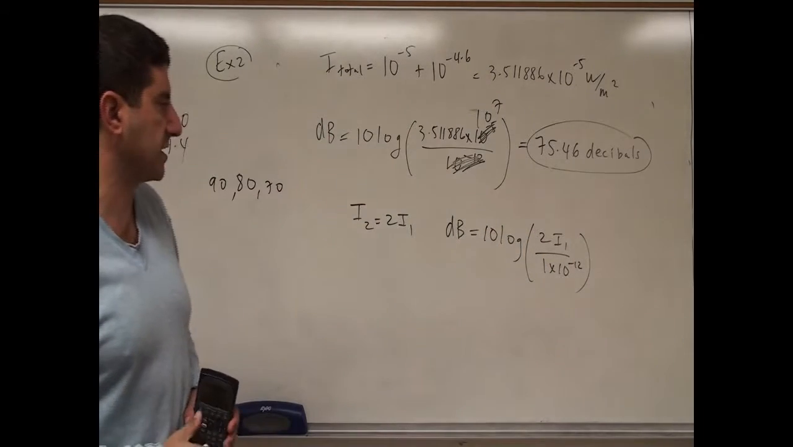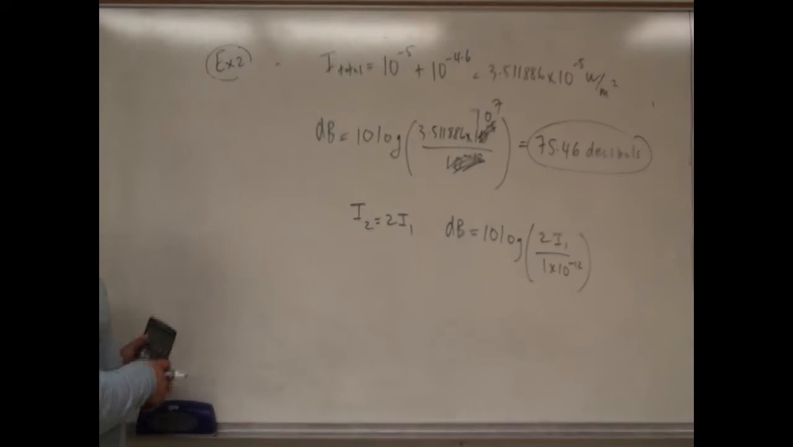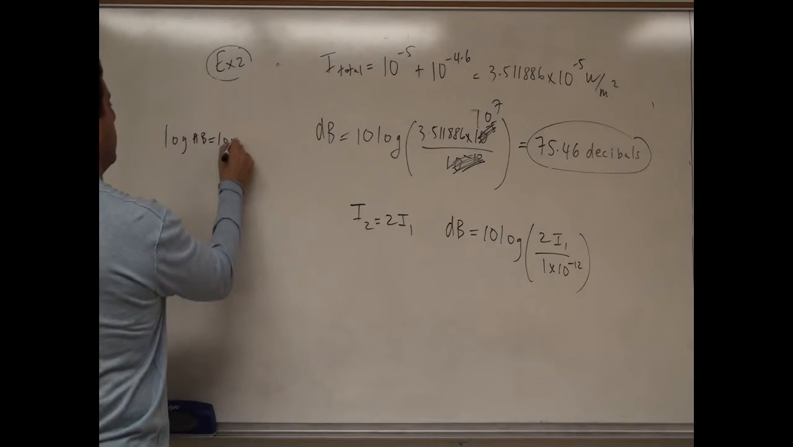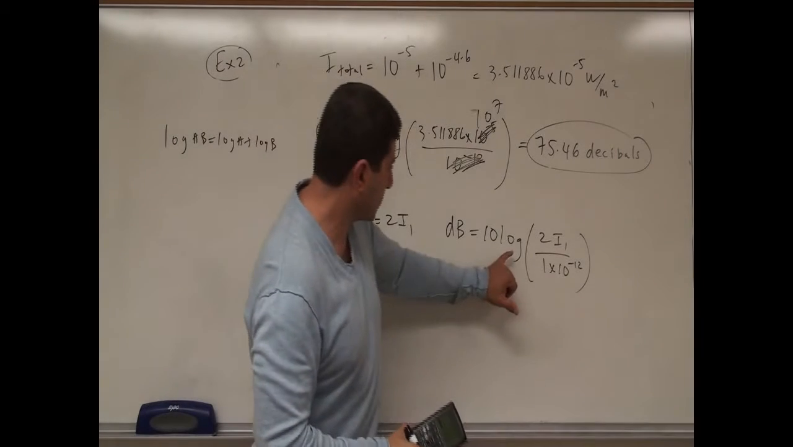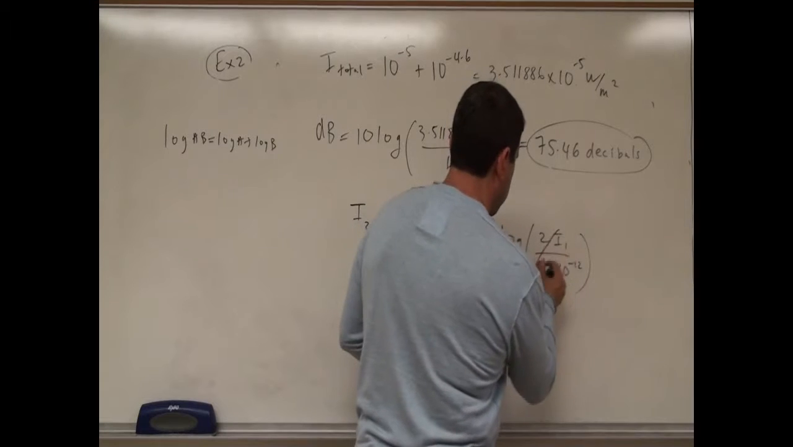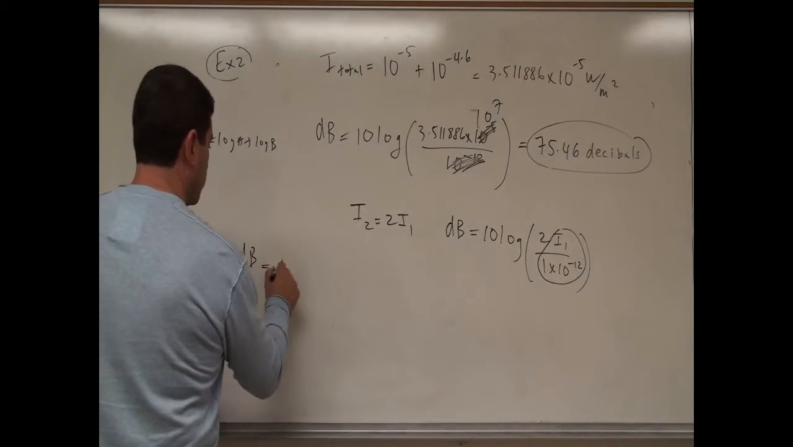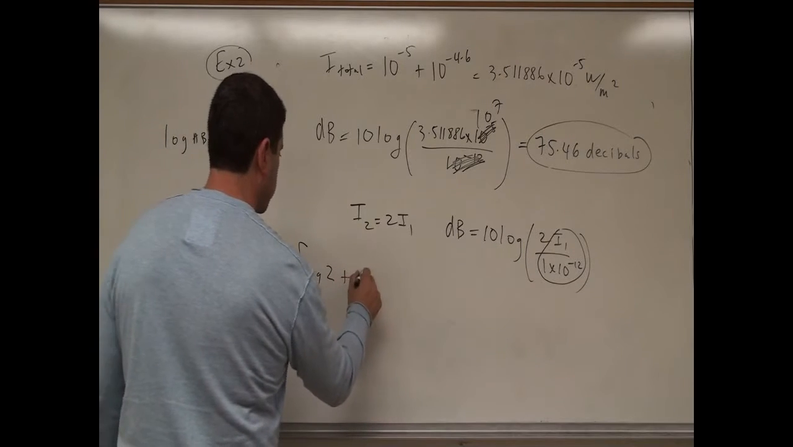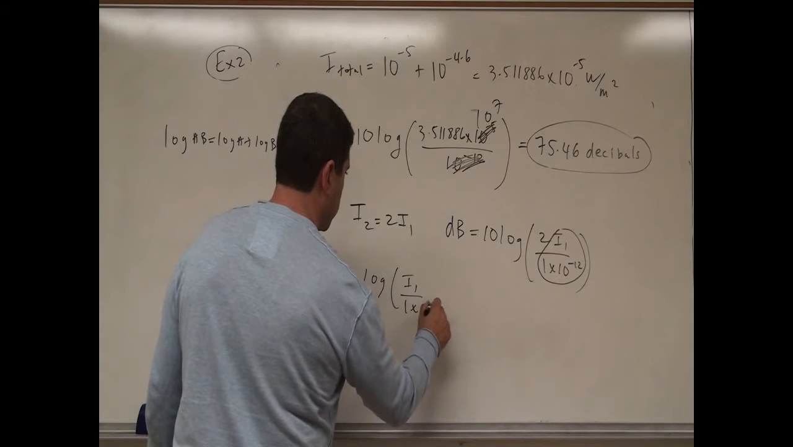Right? So you can go write it like this. Well, then we could use the law of logs. We can say log of AB is equal to log of A plus the log of B. Right? So what I can do is I can separate this out. This is my A, and then this is my B. So I can say dB is equal to 10 log of 2 plus log of I1 over 1 times 10 to the minus 12.